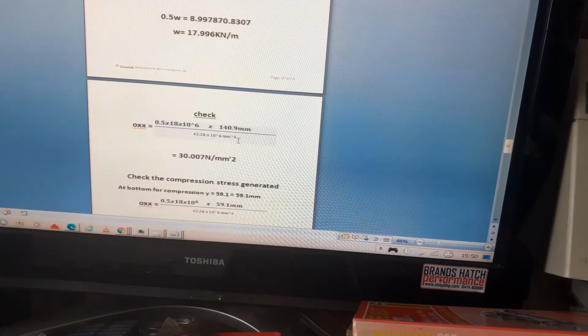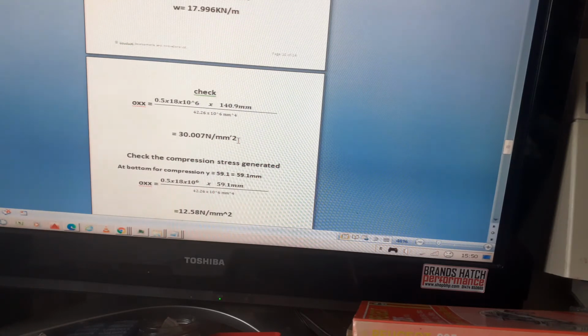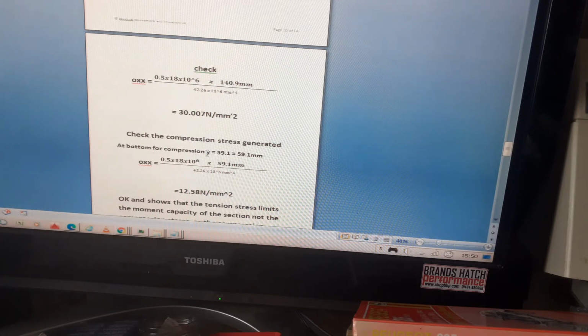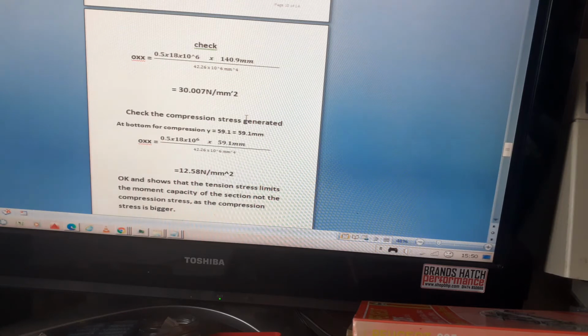So now we need to check that, just double checking I've got all the calculations correct. So let's put that back in. Sigma XX equals 0.5 times 18 times a million times 140.9 divided by 42.26 times a million, and that's 30.007 newtons per millimeter squared. So that 18 was correct. That means the tension at the top will be 30 newtons per millimeter squared if W is 18 kilonewtons per meter.